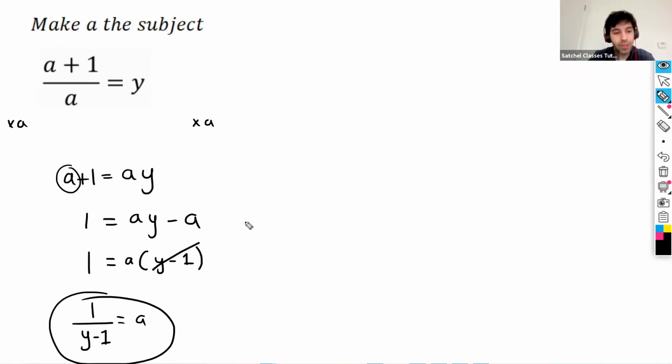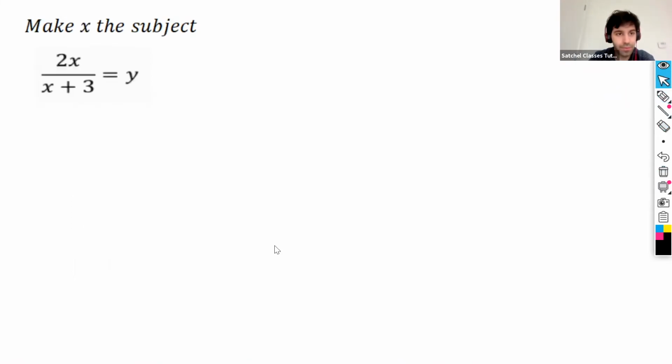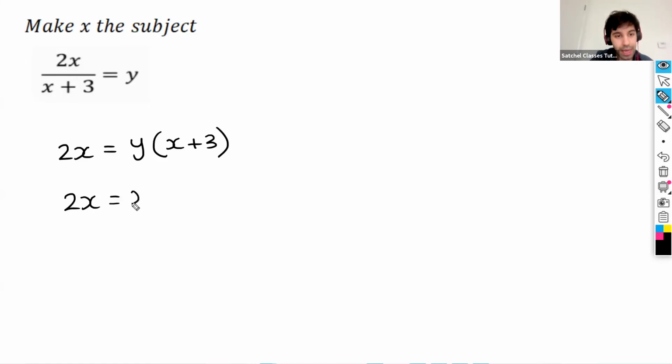All right, let's do another example. Now make X the subject here. So in this case, what I have is x plus 3 as the denominator. So again, I have to multiply both sides by x plus 3. So what I'll end up with is 2x is equal to y multiplied by x plus 3. Now, once again, expand the bracket. So 2x is equal to xy plus 3y.